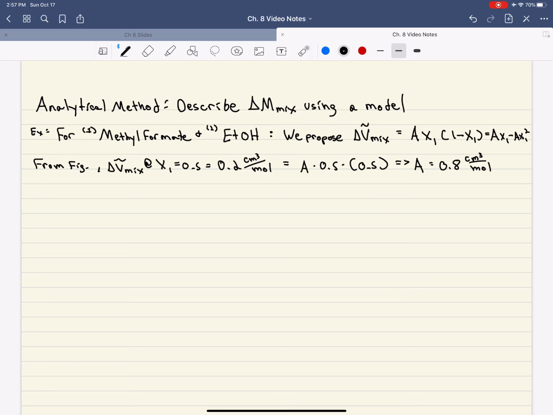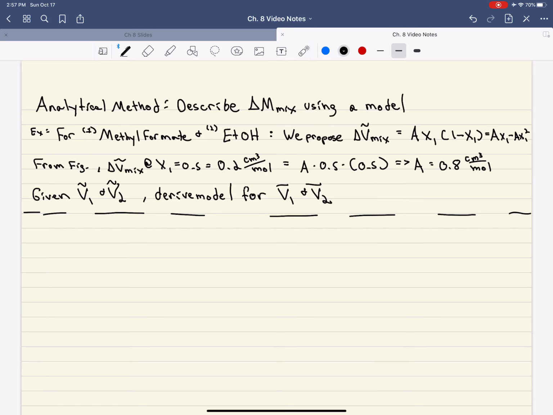Okay? And so we have this model to describe delta V mix, and we even figured out what A was from the plot. And so let's say that in general we're given V1 tilde and V2 tilde. If we had those values, can we figure out a way to derive a model to allow us to get V1 bar and V2 bar? Okay? All right, and so let's go through the approach of how one would do this.